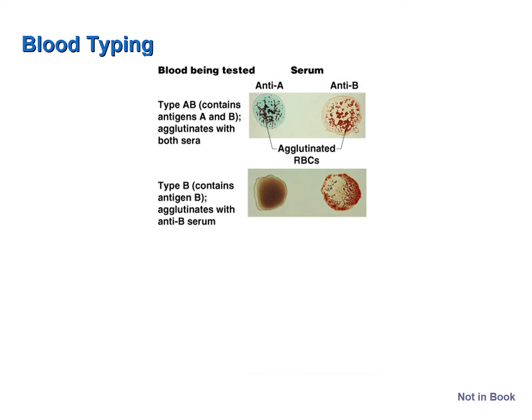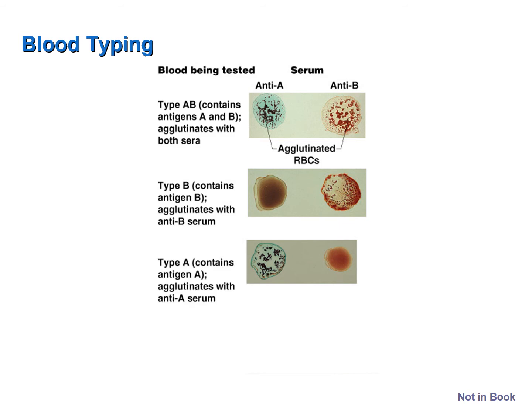We take samples from a third individual and we mix them with anti-A serum and anti-B serum. Notice we got clumping when we mixed it with the anti-A serum. That means that there's A antigen present. We got no clumping when we mixed the second sample with the anti-B antibodies. That means this individual is what blood type? Type A. You are correct.